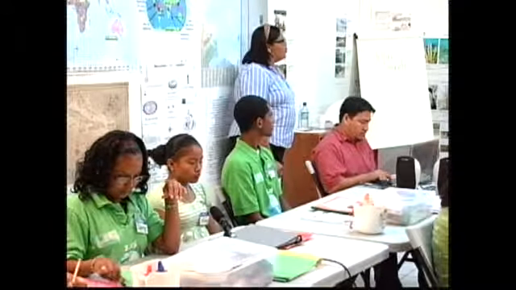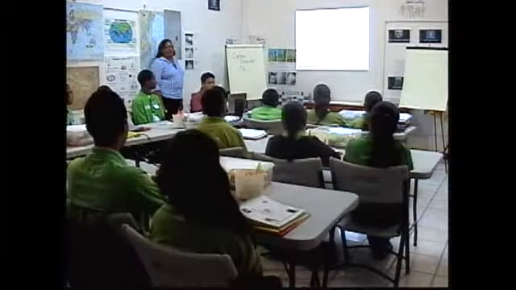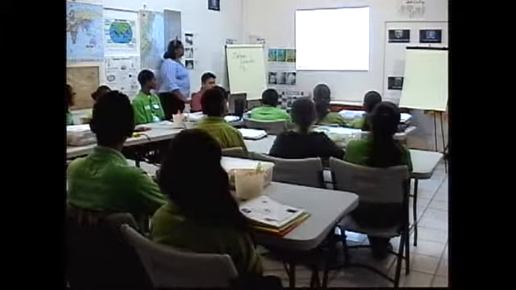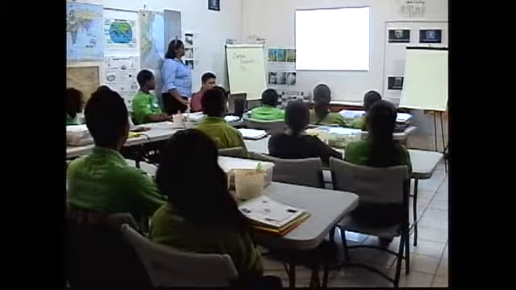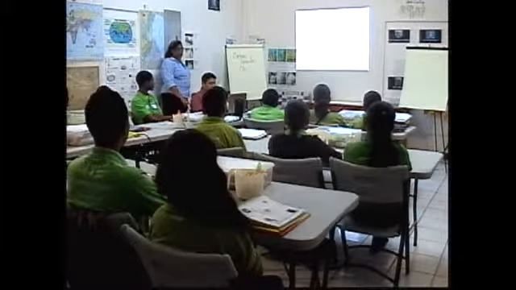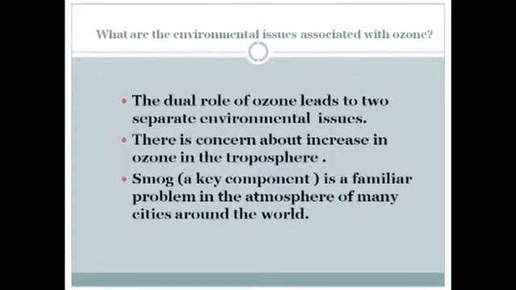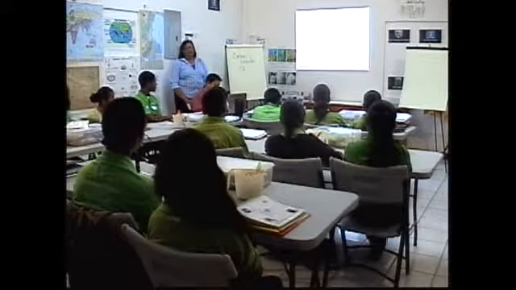The dual role of ozone leads to two separate environmental issues, and I would like you to please pay attention to what it says about these roles. The first concern is the increase in ozone in the troposphere. There's a concern by the scientists that ozone increases in the troposphere because of the practices of pollution. Smog is a familiar problem in the atmosphere of many cities around the world.